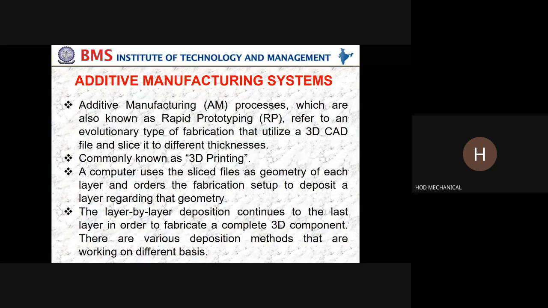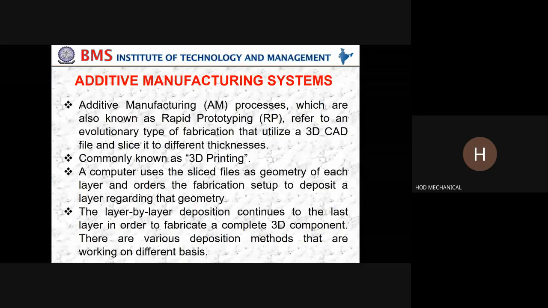Like in your subtractive manufacturing, what is the starting material? The starting material is the raw material. From the raw material, you are going to get the finished product. But in case of additive manufacturing, the starting point is going to be the three-dimensional CAD data of the work part that you want to manufacture. So that is going to be the beginning. This is a great fabrication method. Now, it is commonly known as 3D printing.